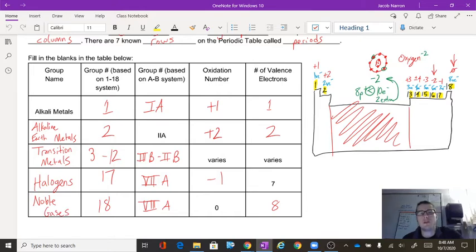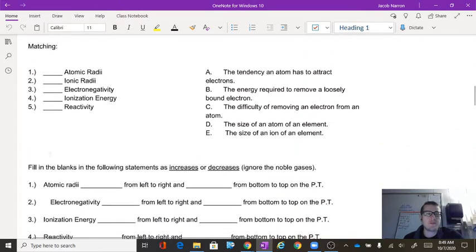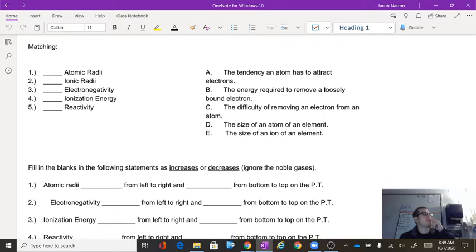Okay, let's continue. And I hope that if you're watching this, if you need to go back and rewatch it a second time, do that. If you need to pause it, pause it. All right, let's do some matching.